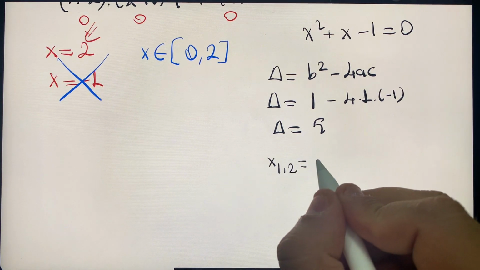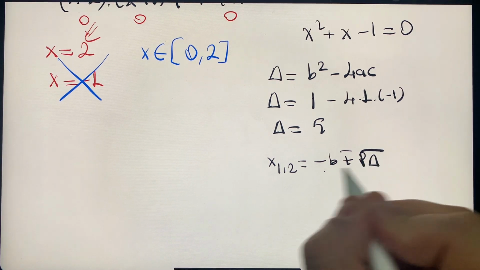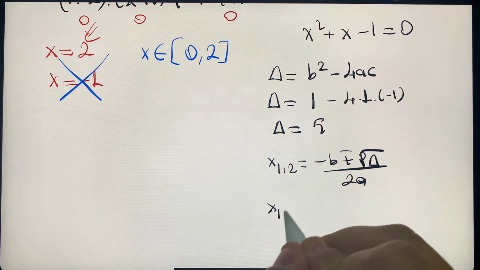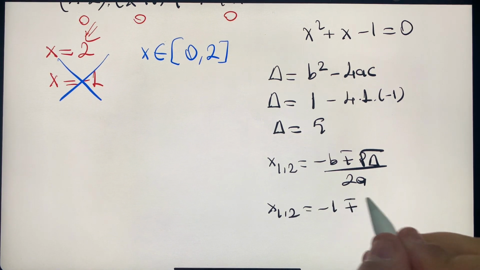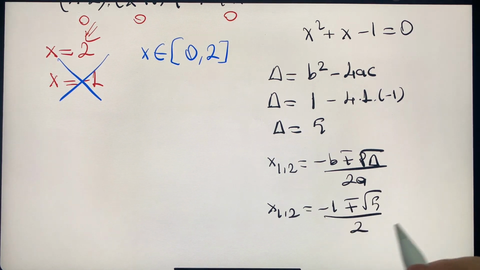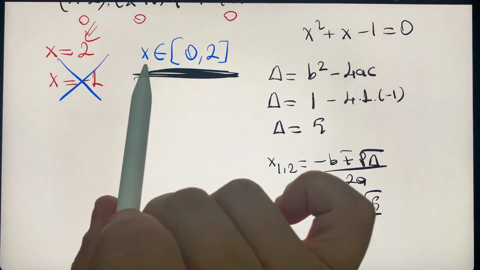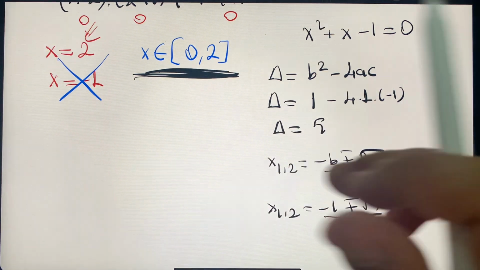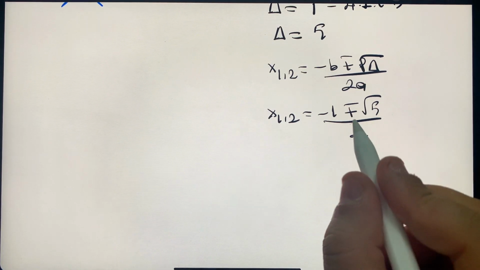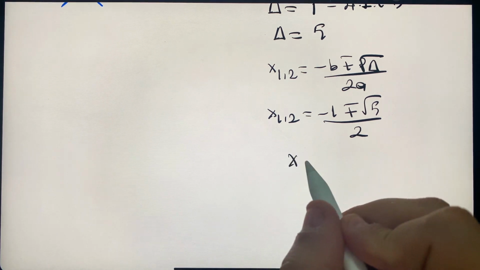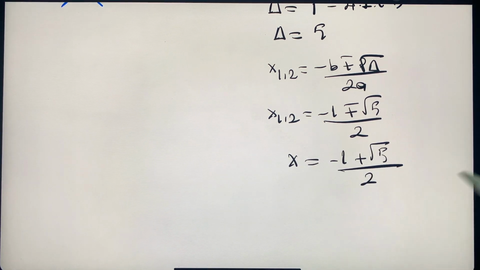What are the roots of this? Minus b plus minus root delta divided by 2a. Then let's look at x1 and x2. What comes from here? 1 plus minus root 5 over 2 will come. But what is the part we need to pay attention to? If you pay attention here, x's definition range is between 0 and 2. Then which root will we take from here? It will be the big one, friends. How do we choose this? 1 plus root 5 over 2 will be the solution for us.